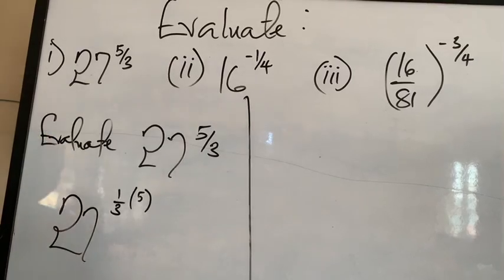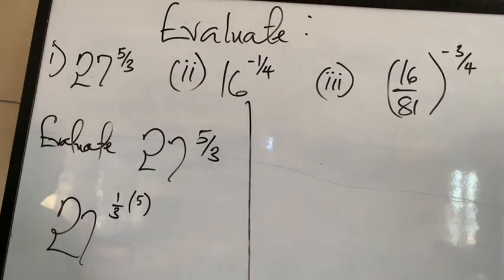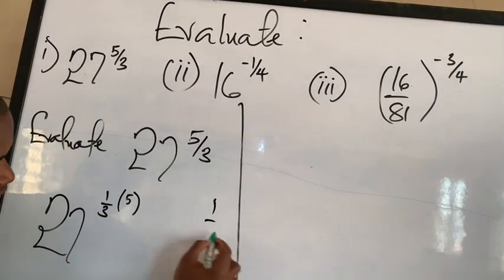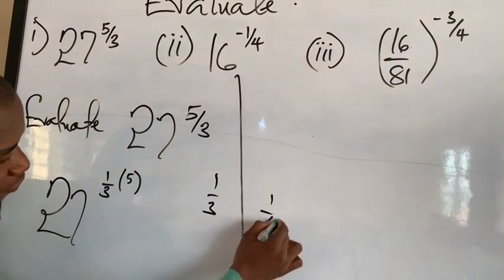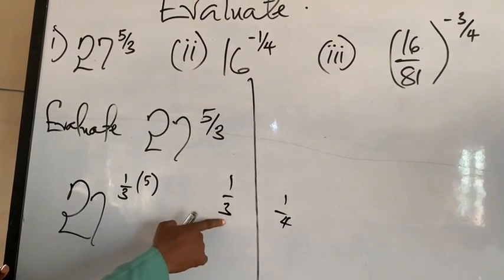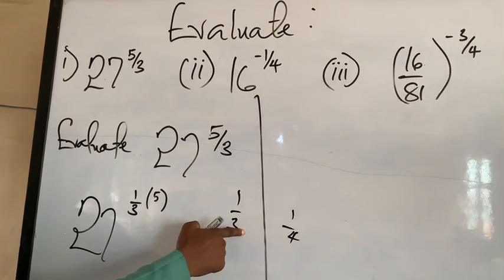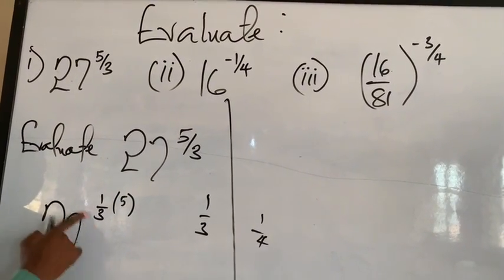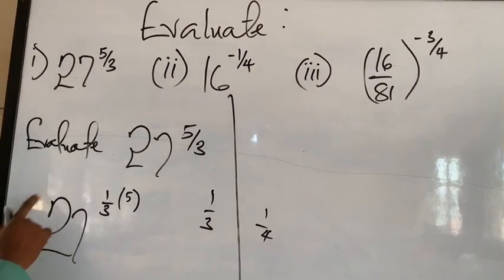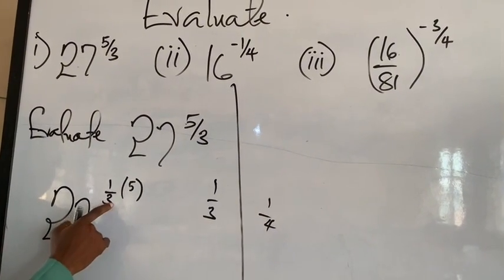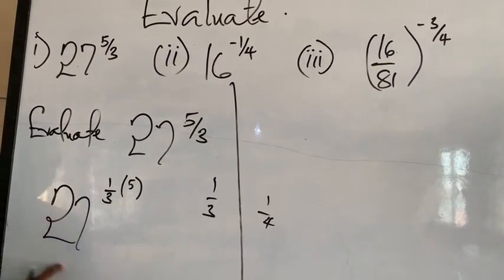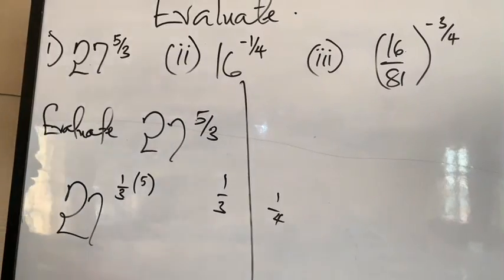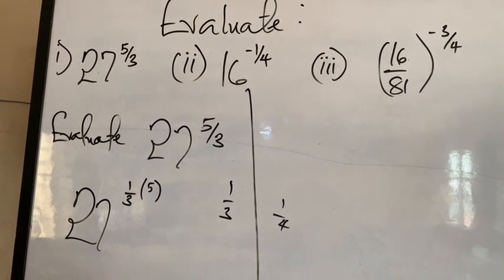Okay, so according to the laws of indices, when you have 1 over something, let's say 1 over 3 or 1 over 4, this means you are taking 1/3 of whatever you are given. What this means is that you're going to take the cube root. The cube root, what we're having here is 1/3. That means the cube root of what we have here. Okay, so if you are given 1 over 4, it means you are taking the 4th root of whatever you are given.